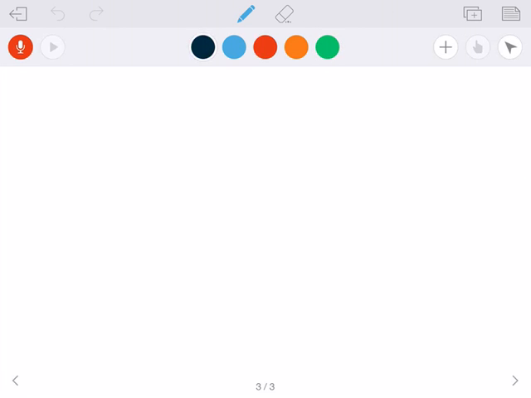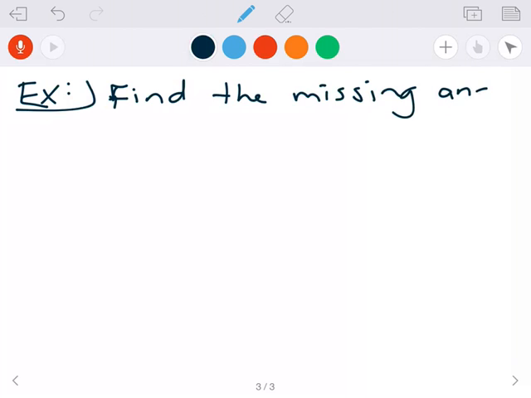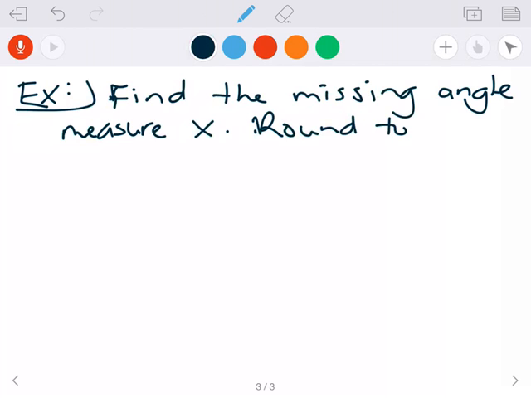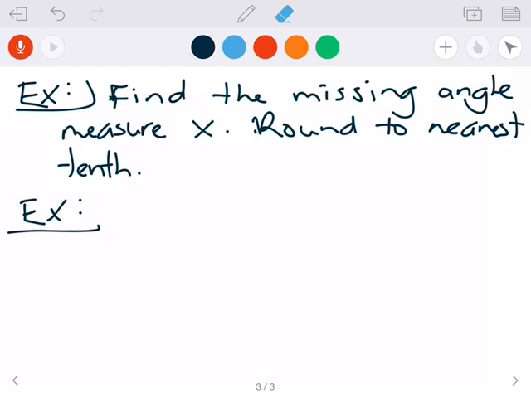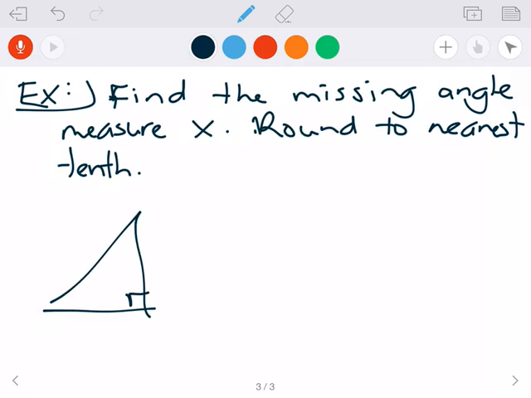Let's go through one more example where instead of finding a missing side length, we're finding an angle measure. So let's say that we are asked to find the missing angle measure x, and round this to the nearest tenth as well. And let's say we're given the following diagram. So if we are given the following triangle, here's our right angle, our side length 12, our side length 8, and here is angle x. And we're asked to find x.